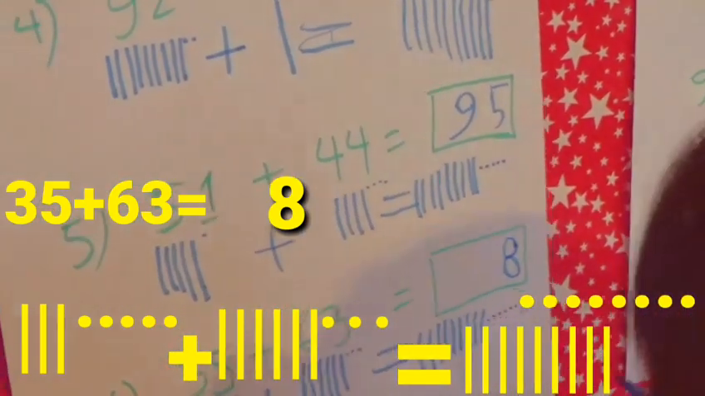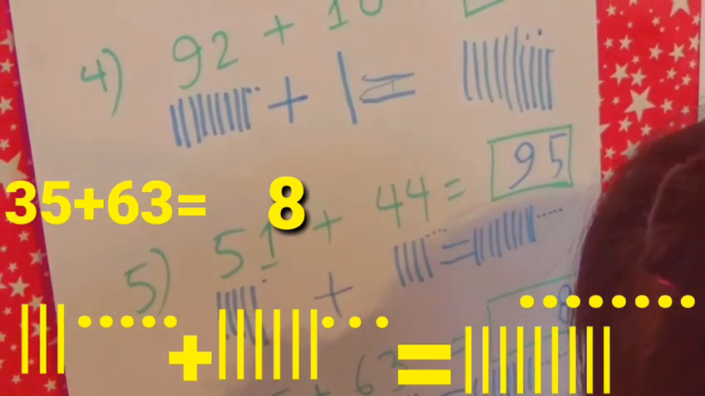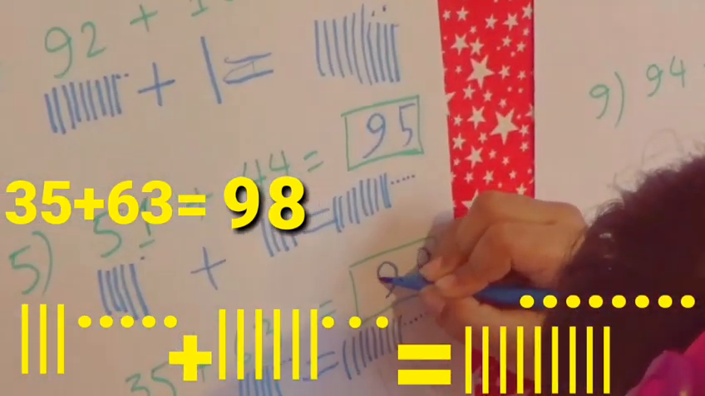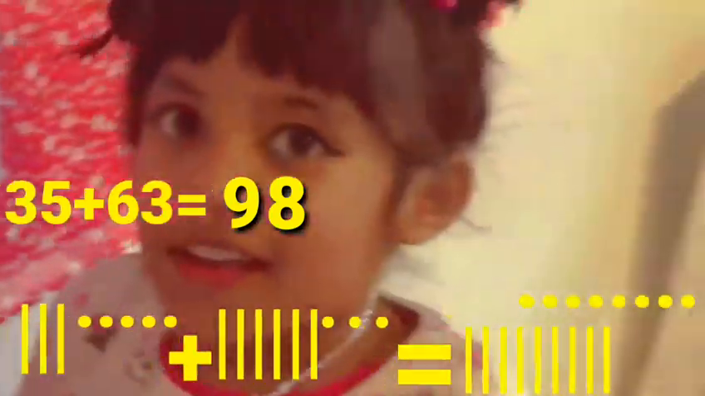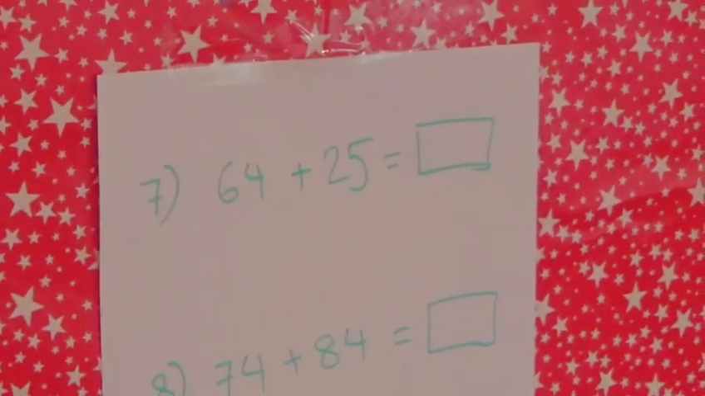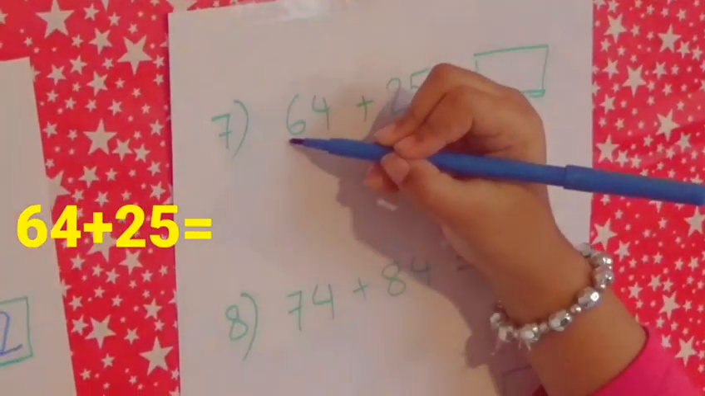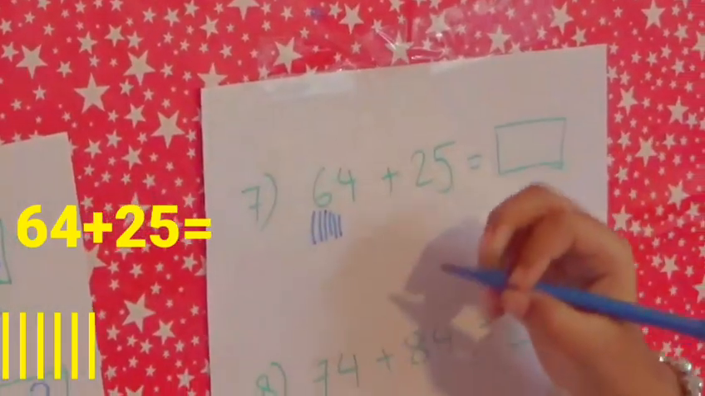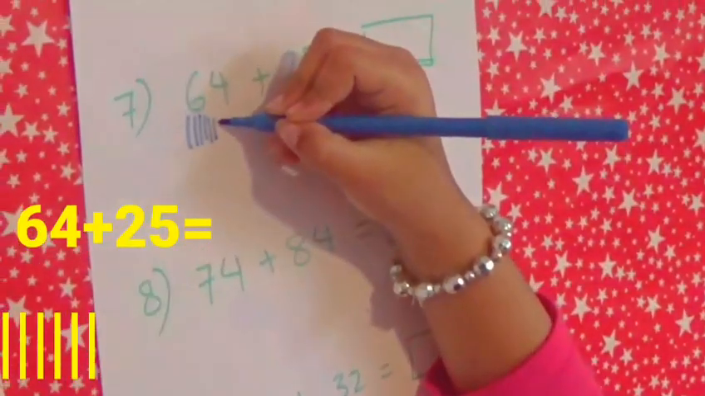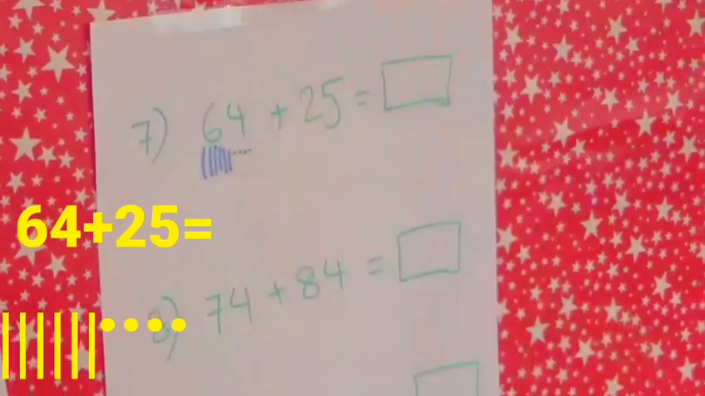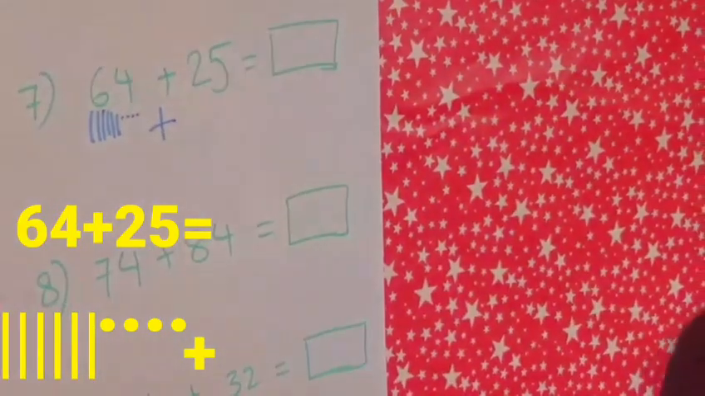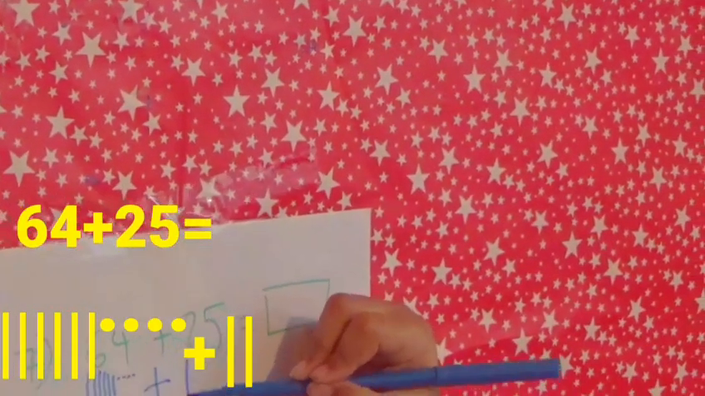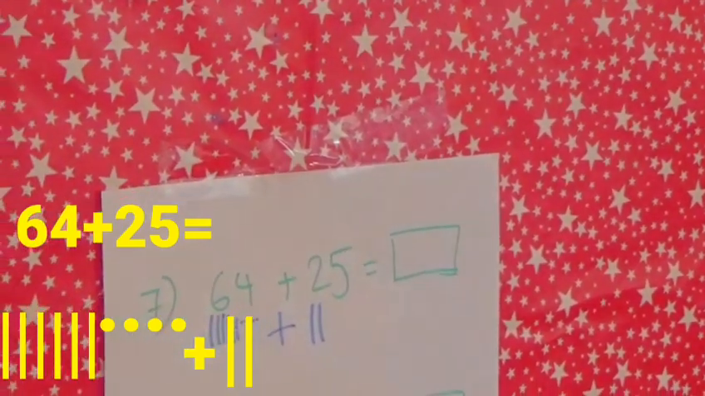Let's count the lines. 1, 2, 3, 4, 5, 6, 7, 8, 9. Let's write 9 here. Now let's do the next one. 64 means 6 lines and 4 dots. 25 means 2 lines and 5 dots.